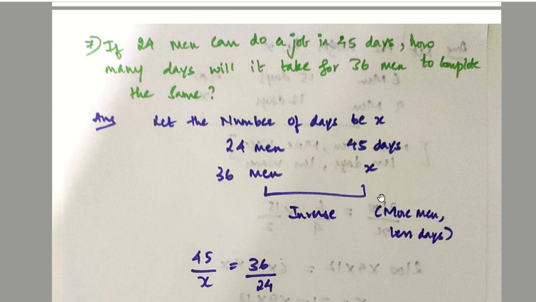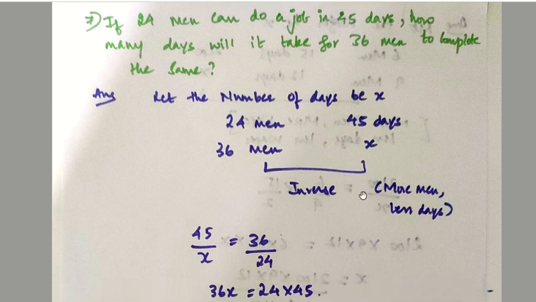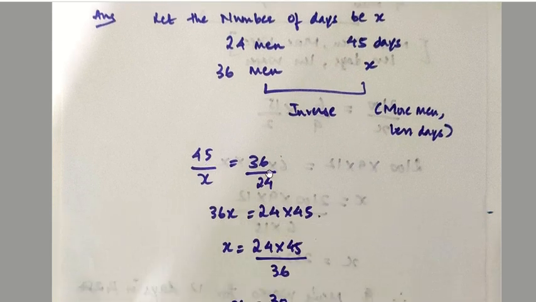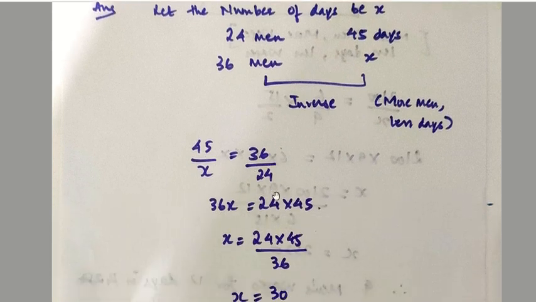So basically, it is an inverse proportion, which means when the men increase, obviously the number of days they take to do a job will decrease. So more men, less days. So it is an inverse proportion. So 45 divided by x is equal to 36 divided by 24.